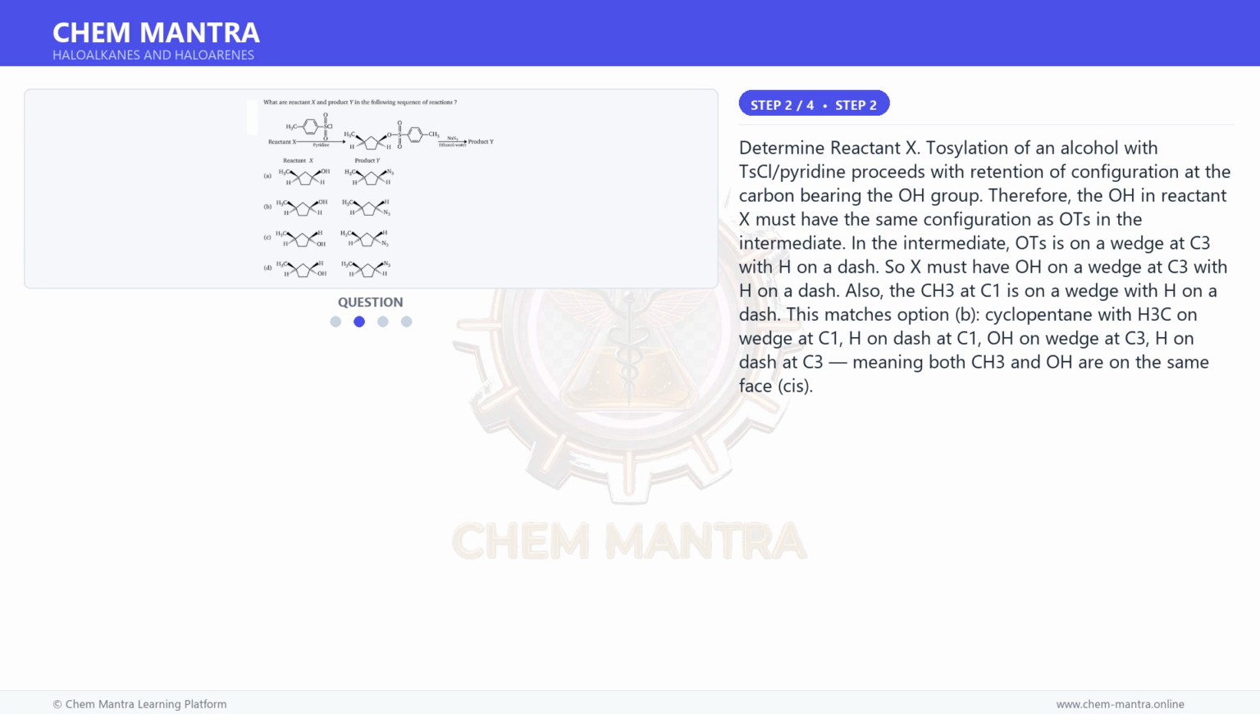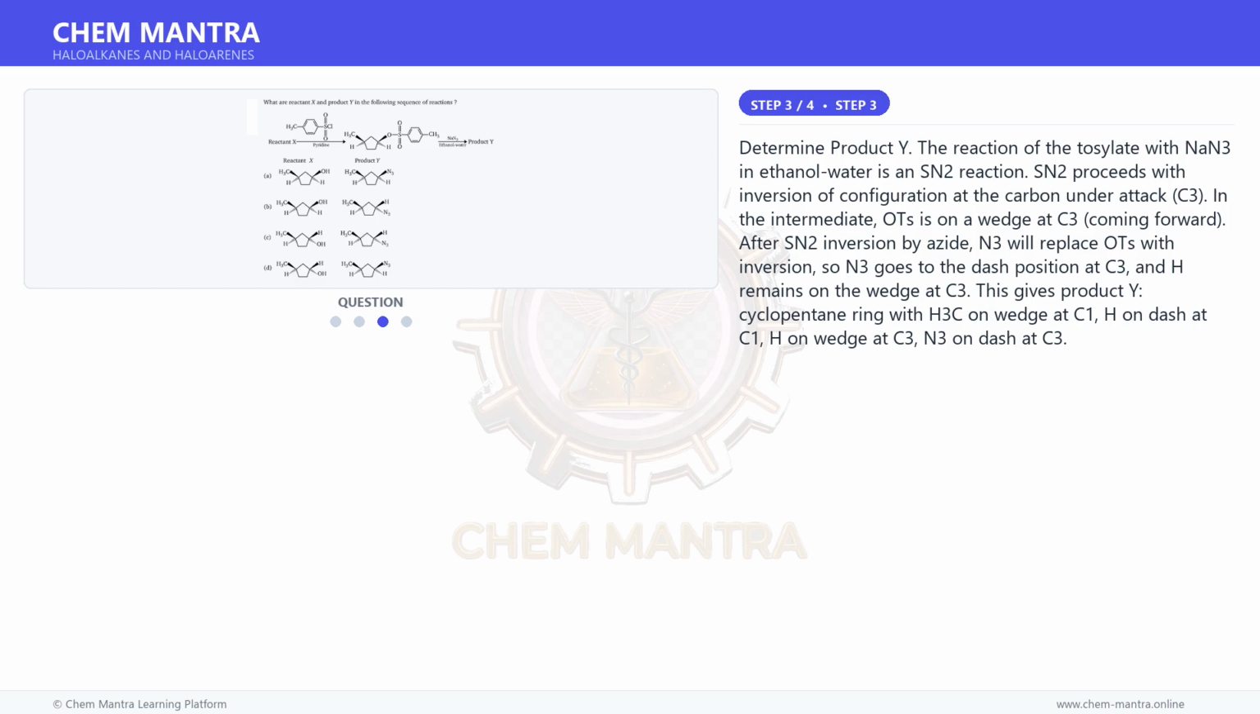This matches option B. Cyclopentane with H3C on wedge at C1, H on dash at C1, O on wedge at C3, H on dash at C3, meaning both CH3 and O are on the same face, cis. Moving on to the next step.